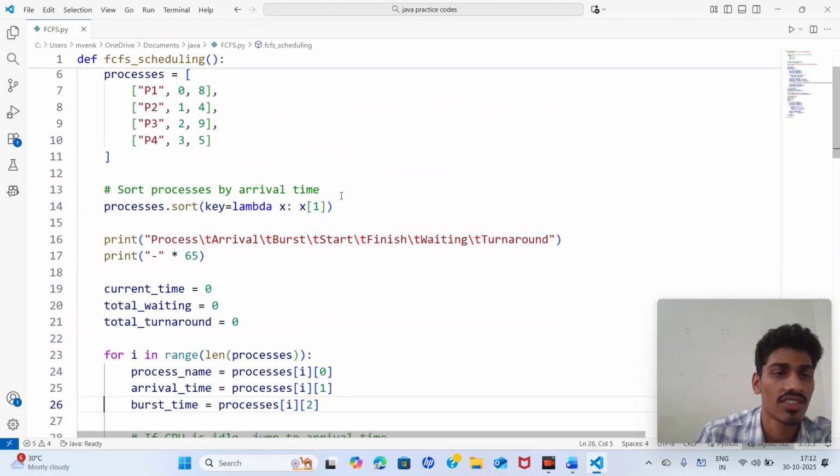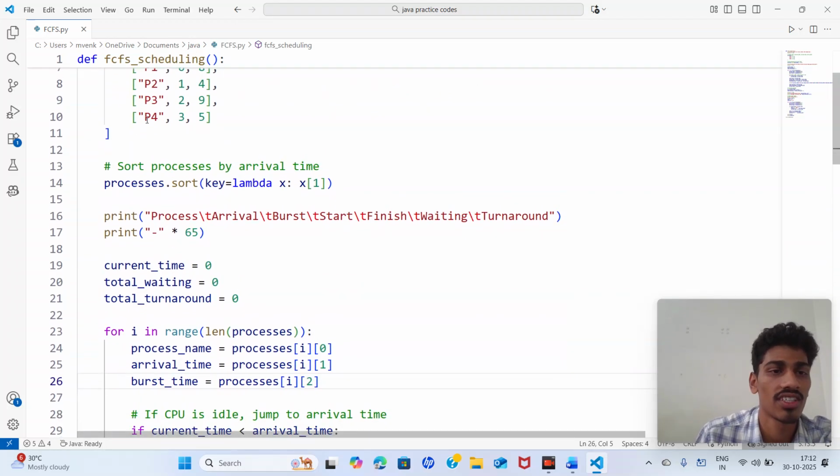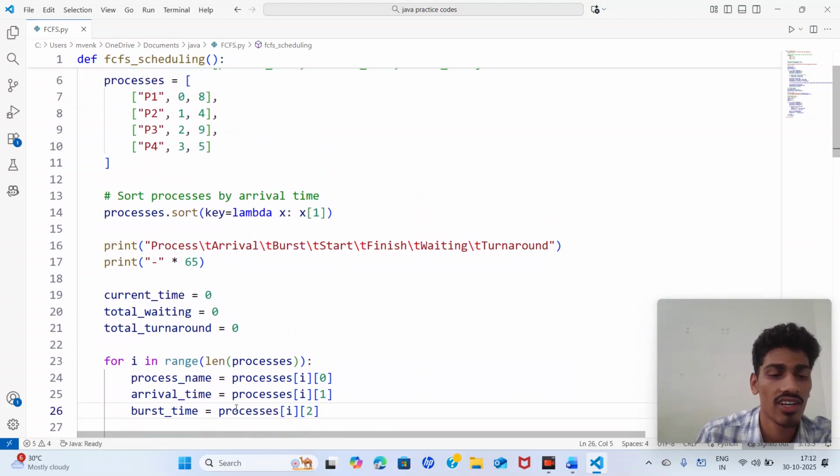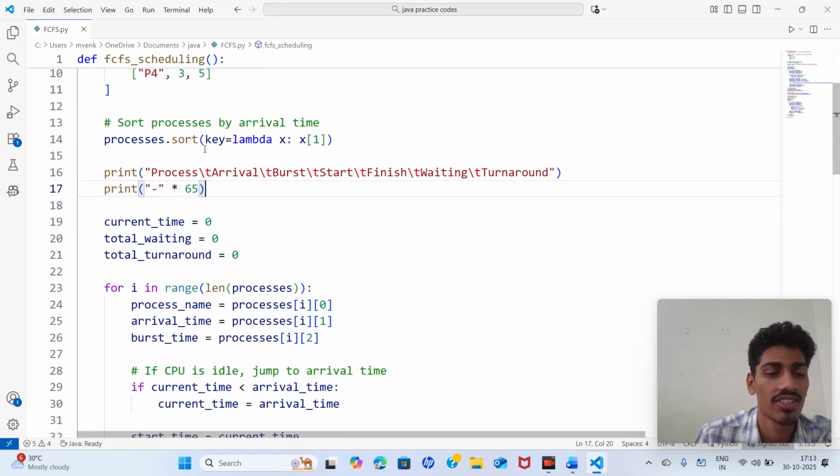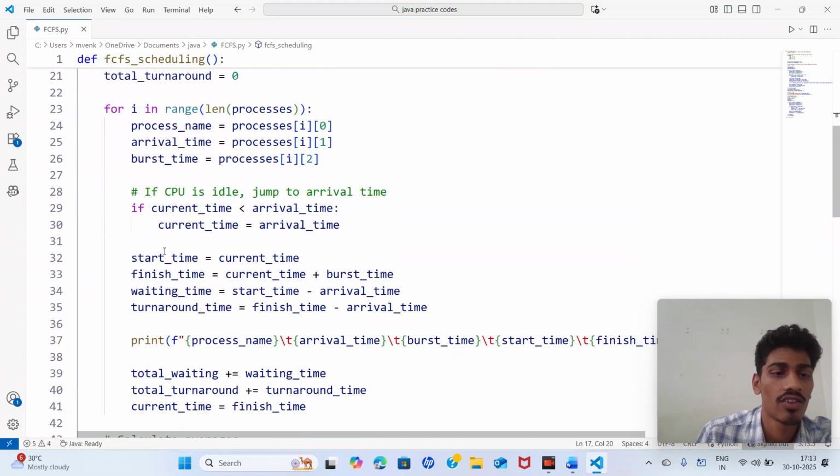We initialize the process name as the process at index i, which gives P1 in the first iteration, P2 in the second, P3 in the third, and P4 in the fourth. Same for arrival time: 0, 1, 2, and 3. For the burst time it gives 8 in the first iteration, 4 in the second, 9 in the third, and 5 in the fourth.